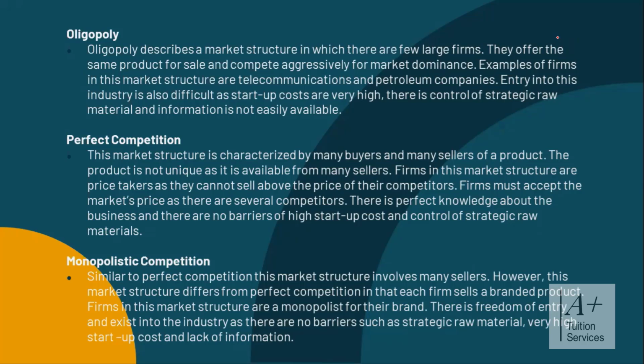So now another structure is perfect competition, and this rarely exists, but this market structure is characterized by many buyers and many sellers of a product. The product is not unique and it is available from many sellers. Firms in this market structure are price takers as they cannot sell above the price of their competitors. Firms must accept the market's prices as they are, given several competitors. There is little knowledge needed about the business and there are no barriers of high startup costs and control of strategic materials.